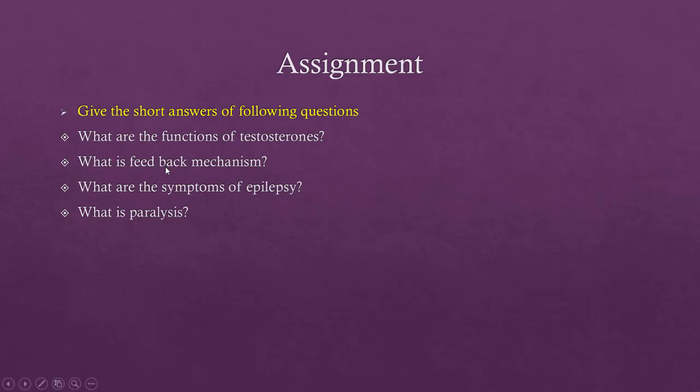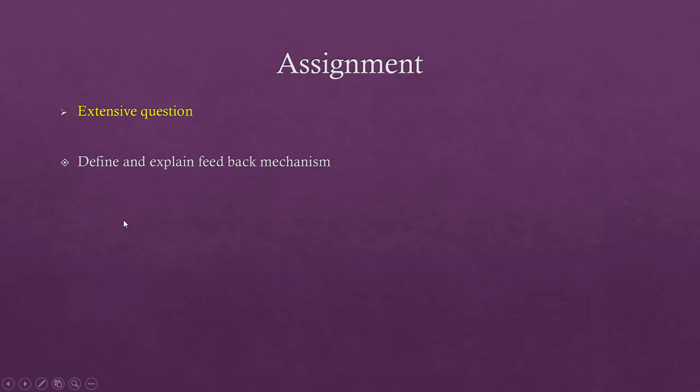Question number 2. What is feedback mechanism? So dear student, we have studied that feedback mechanism means the regulation of a process by the output of the same process. And the next one, what are the symptoms of epilepsy? We have studied the topic of epilepsy. And the last one, what is paralysis? Paralysis is the loss of muscle function in a part of body. And the next one, extensive question.